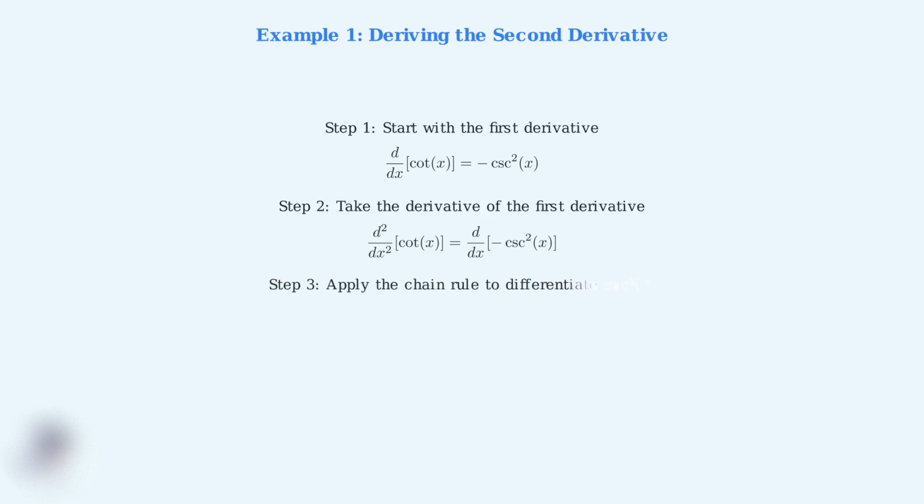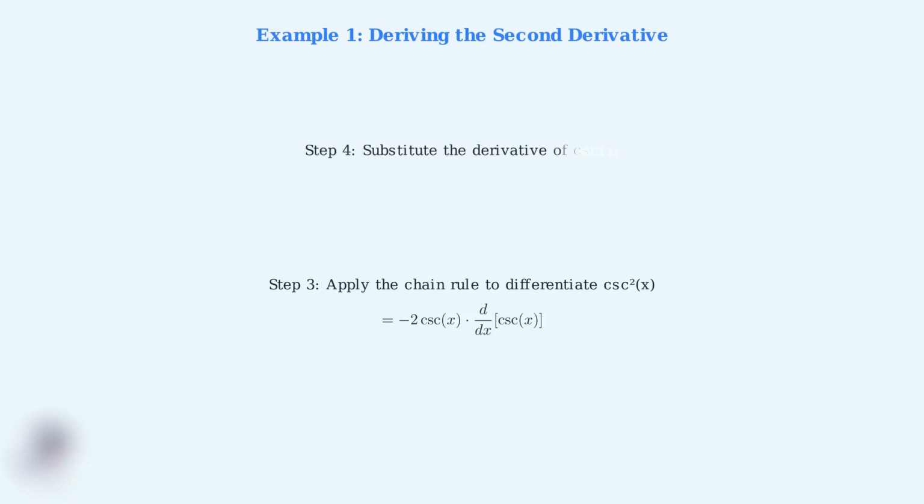Step 3. We apply the chain rule to differentiate cosecant squared x. This gives us negative 2 times cosecant x times the derivative of cosecant x. Step 4. We know that the derivative of cosecant x is negative cosecant x cotangent x. We substitute this into our expression. Step 5. We simplify by multiplying. Negative 2 times negative 1 gives us positive 2. So our final answer is 2 cosecant squared x cotangent x.